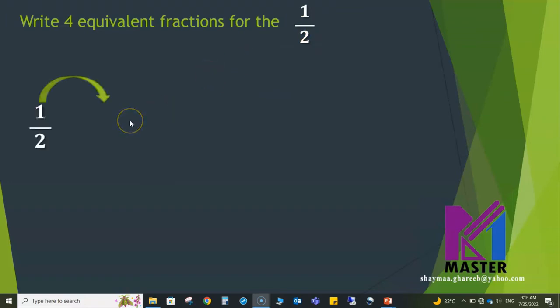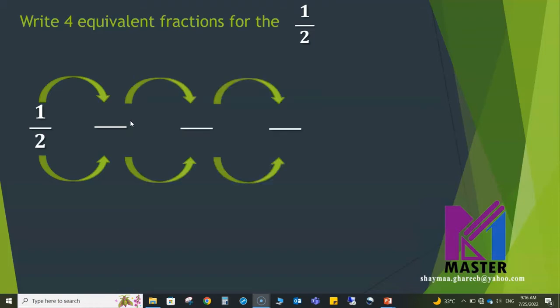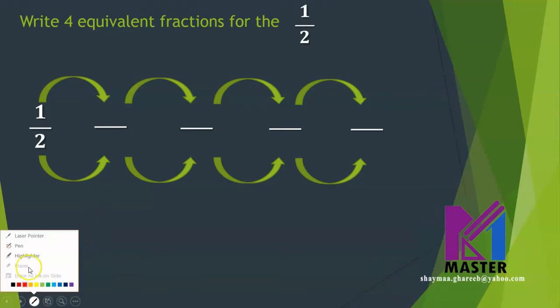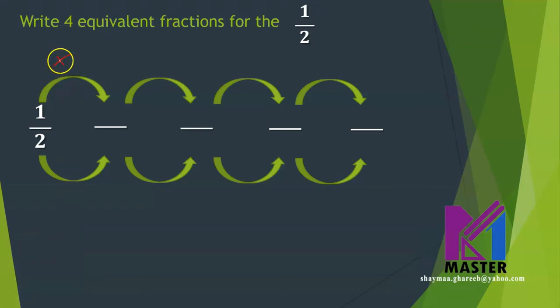So we can multiply many times by different numbers each time. Let's start. We'll do it together. First, let's start multiplying by 2. Do I multiply up only, or I should multiply up and down, up and down? Can I use different numbers? No, it should be the same number, up and down. So when I multiply 1/2 by 2, it will give me 1 times 2 equals 2. 2 times 2 equals 4. So 2/4 is equivalent to 1/2.